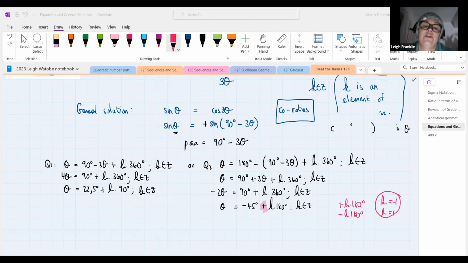Exactly, they're all just integers. So if you wrote minus here as well, it would be fine. If you write plus there, it's fine. You obviously have to write minus in front of the 45. But because of the meaning of k and the fact that it is an integer, it wouldn't matter whether you wrote plus or minus there.